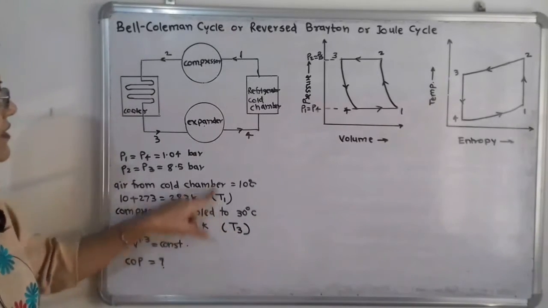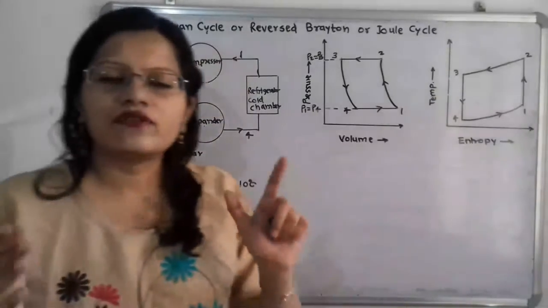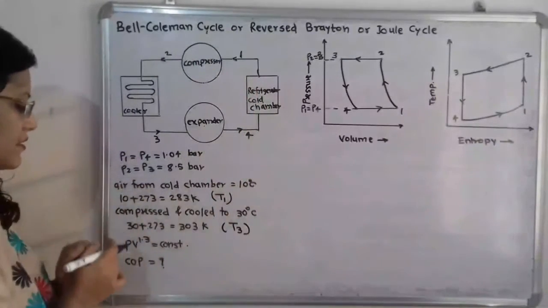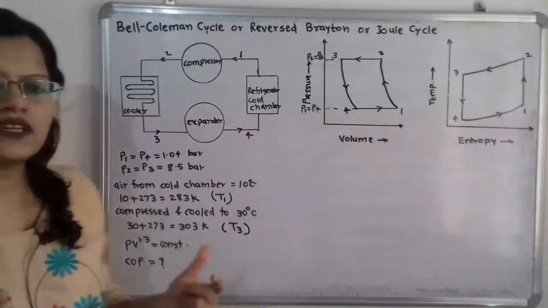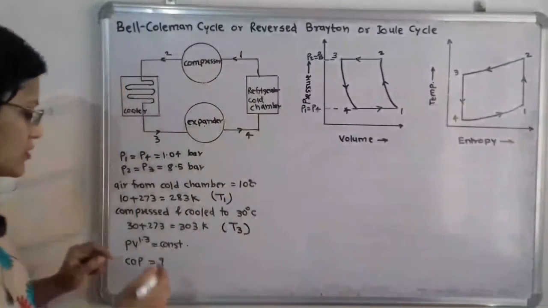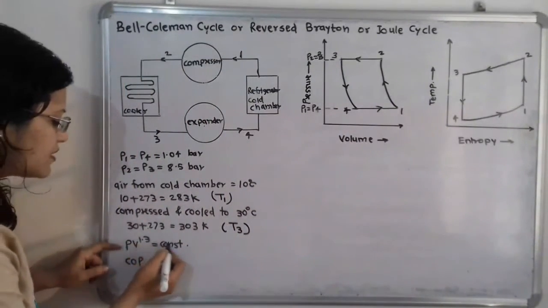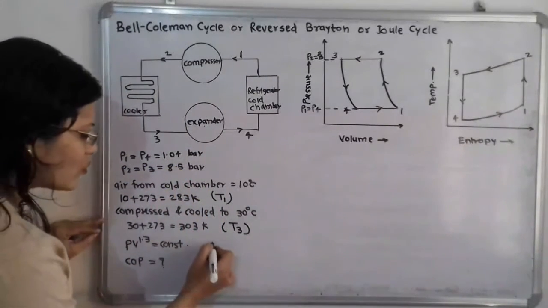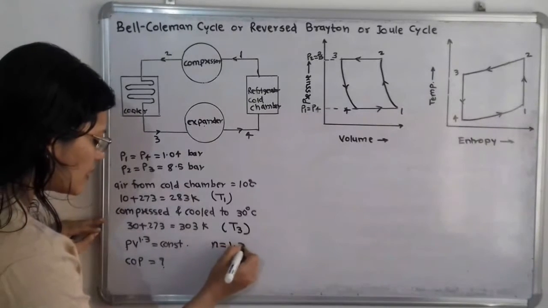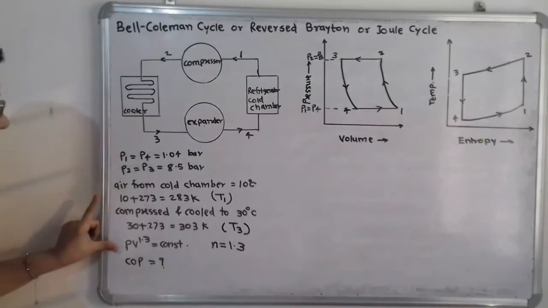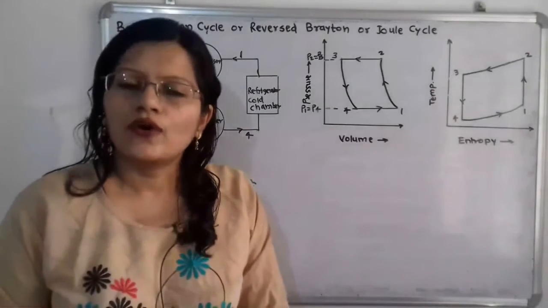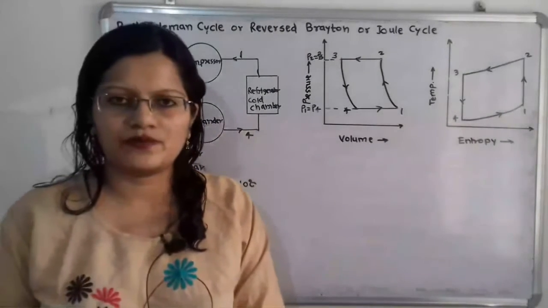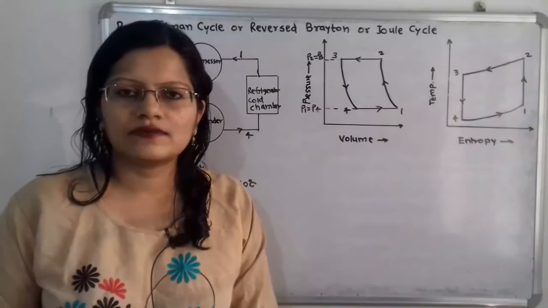We have to decide these temperatures by taking into consideration the processes taking place with this air. Then the compression and expansion processes follow the law PV^n = constant, where the value of n is 1.3. So this is the given data, and what we have to find out is the coefficient of performance for this system. So let us move on to the calculations.